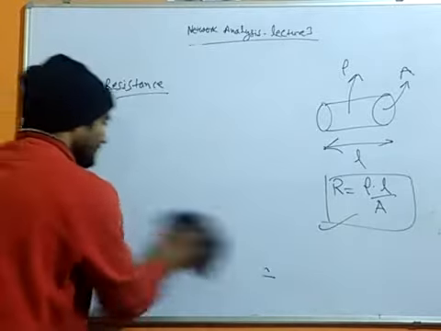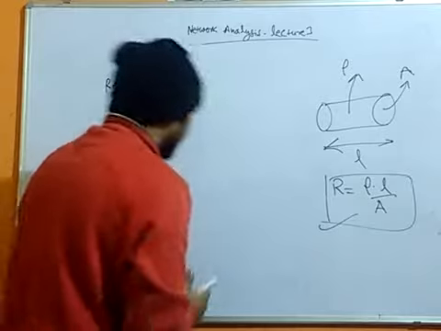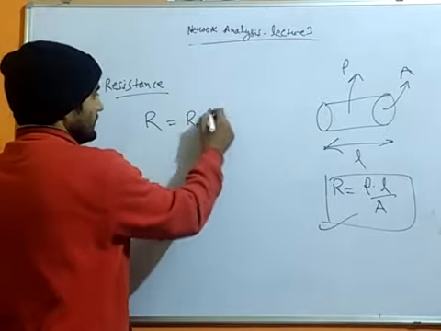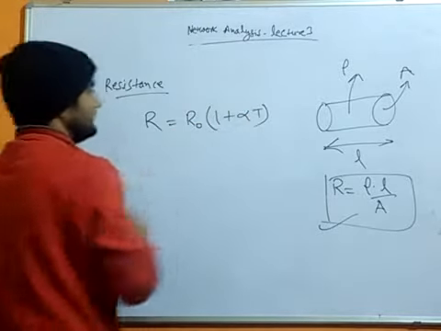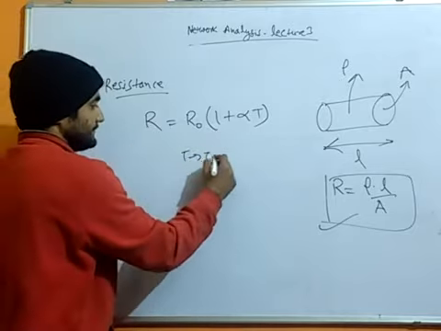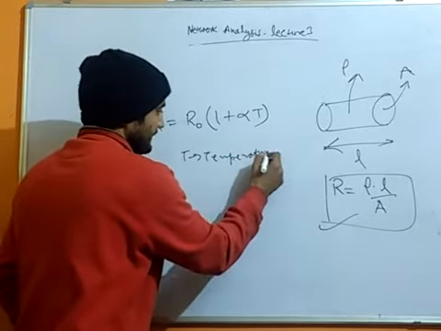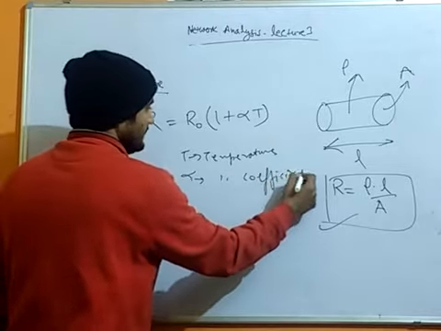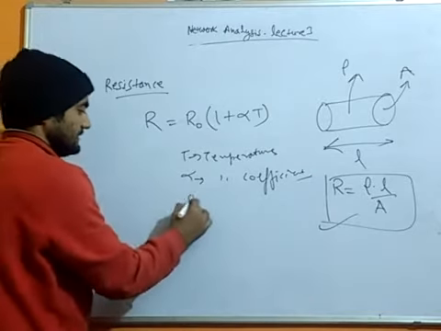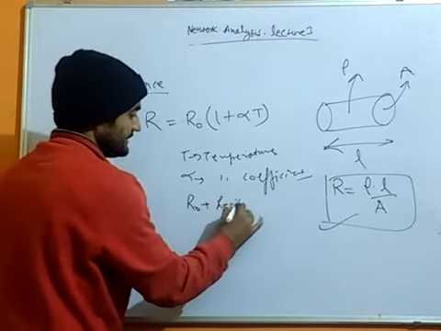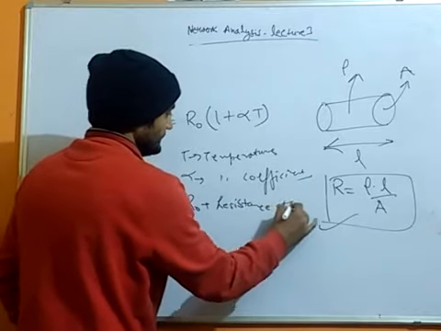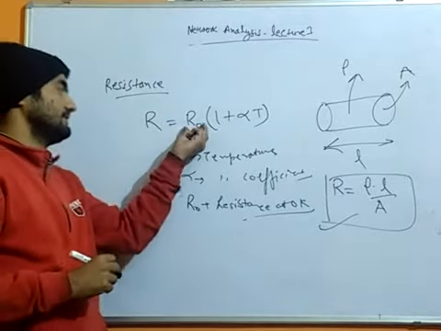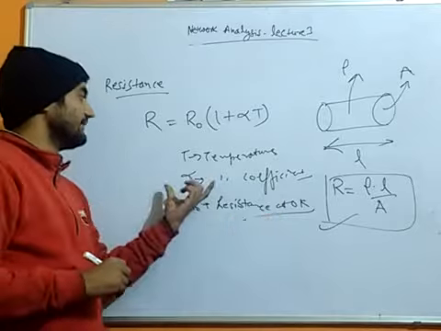So the value of the resistance varies as per the temperature as R equals R naught (1 plus alpha T). T is the temperature, alpha is the temperature coefficient for that material, and R naught, of course, is the resistance at 0 Kelvin. So this is the basic relation between the resistance value, its resistance value at 0 Kelvin, and the temperature.